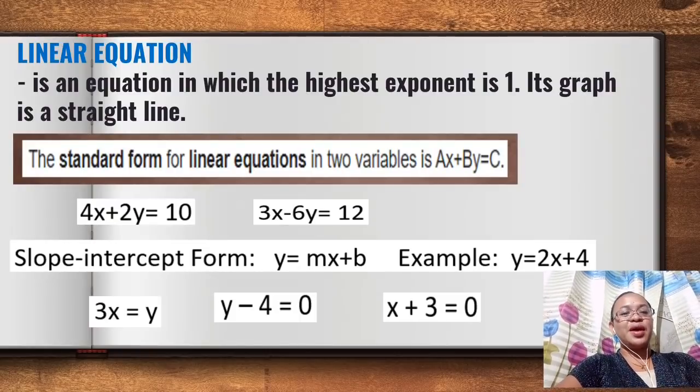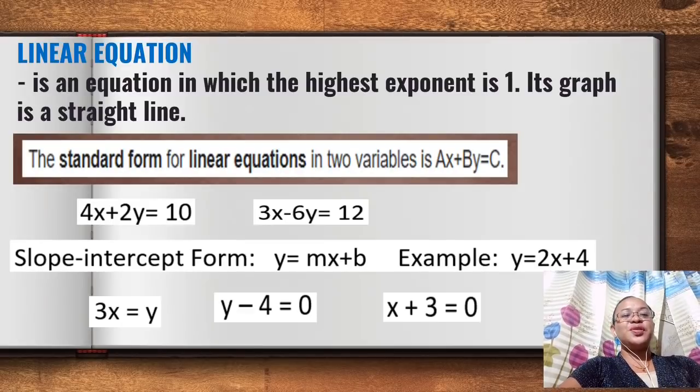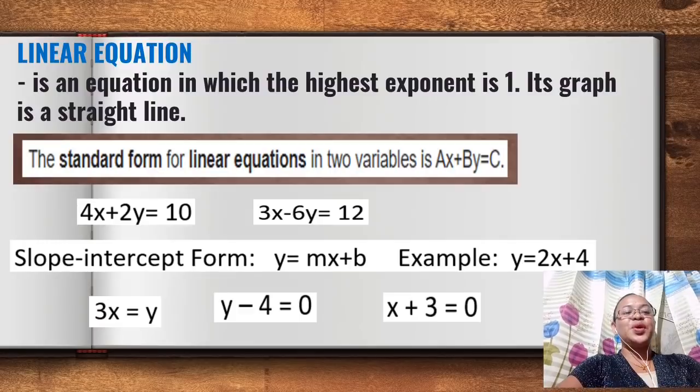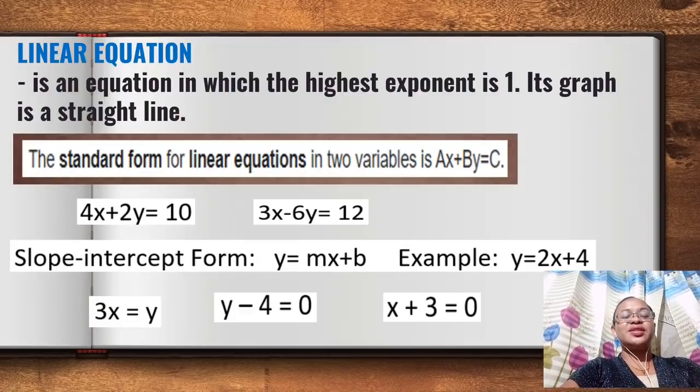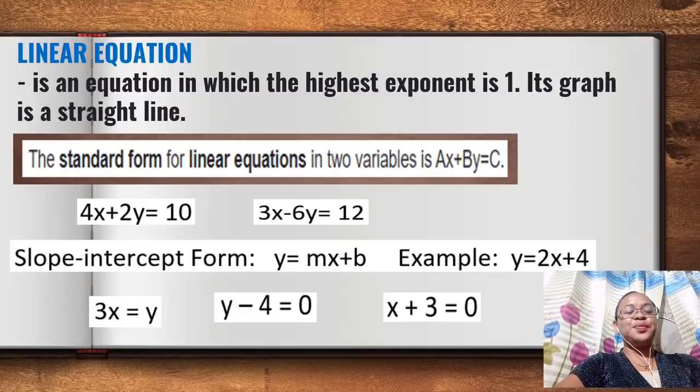We also have some other examples here. 3x equals y. 3x equals y is also in slope-intercept form, only that it has no visible y-intercept. If we rewrite it this way, y equals 3x, then the slope is 3 and the y-intercept is 0. We also have other examples.